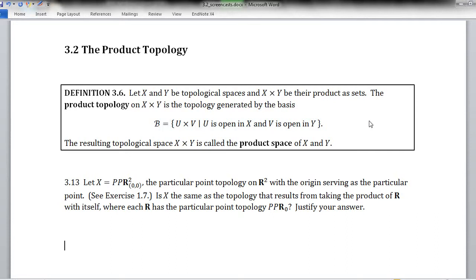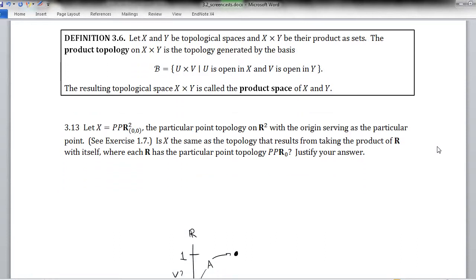Now, to be careful here, this is not saying that the open sets of X times Y are products of open sets in X and Y, right? It's just saying that this is a basis for the topology on the product space. So if you want an open set in X times Y, you have to take an arbitrary union of products of open sets. Okay, and that gives us something reasonable.